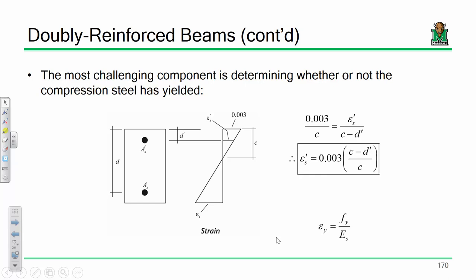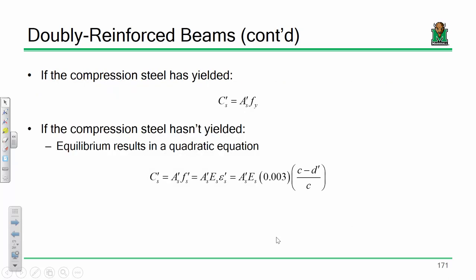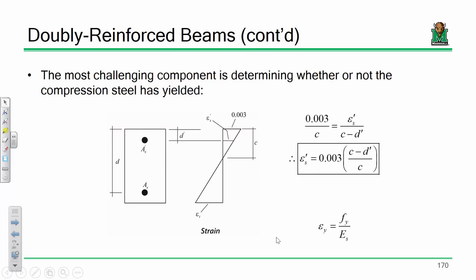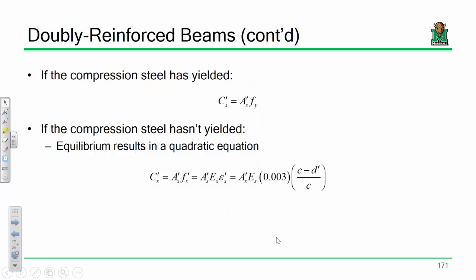It's not much different than some of our other computations. If the compression steel has yielded, then the force in the steel is just As Fy, or As prime, I should say, because we're dealing with compression steel. If not, then the force in that steel is the area times stress. And the stress is not Fy, and because we're in that linear range, it's E times the strain. And the strain we compute as 0.003 (c - d')/c.